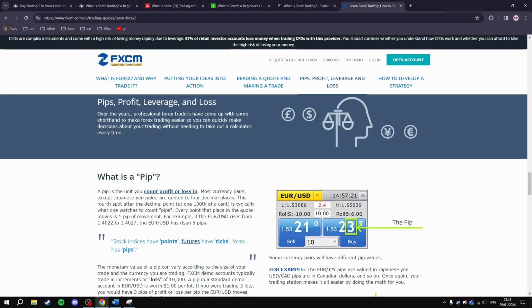Most currency pairs, except Japanese yen pairs, are quoted to 4 decimal places. I think Japanese yen is like 5, because we read about this in the Forex.com lesson, haven't we? So this fourth spot after the decimal point, at 1/100th of a cent, is typically what one watches to count pips. Every point that place in the quote moves is 1 pip of movement. For example, if the EUR/USD rises from 1.4022 to 1.4027, the EUR/USD has risen 5 pips.